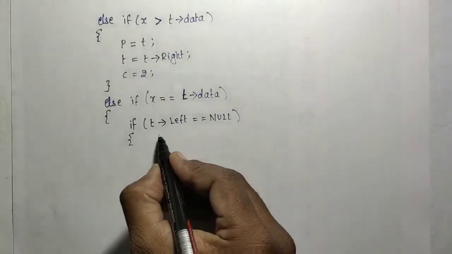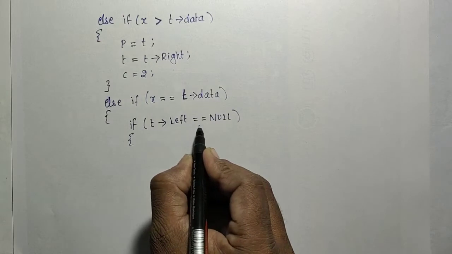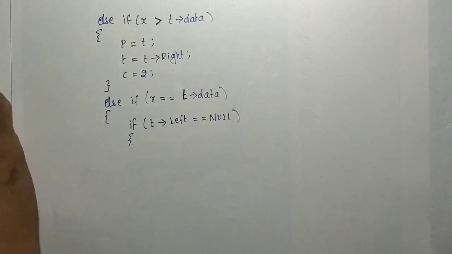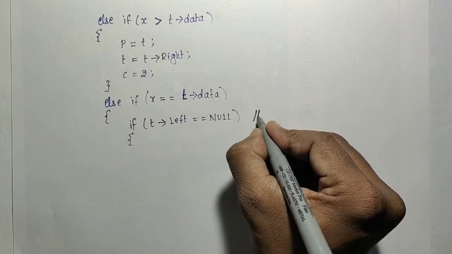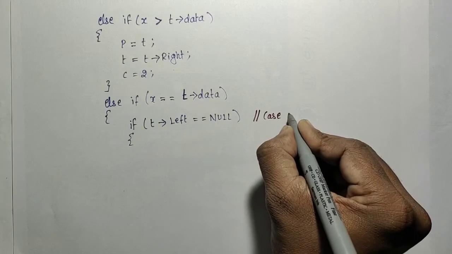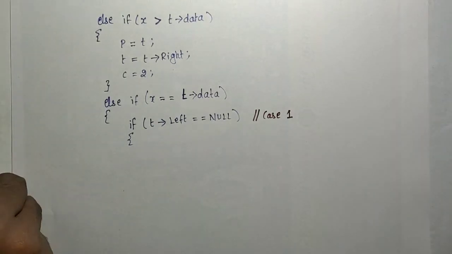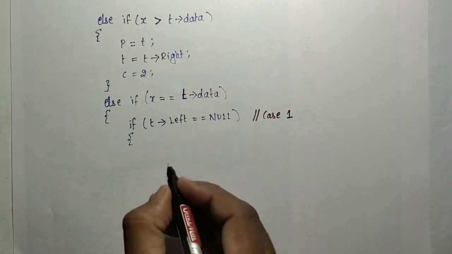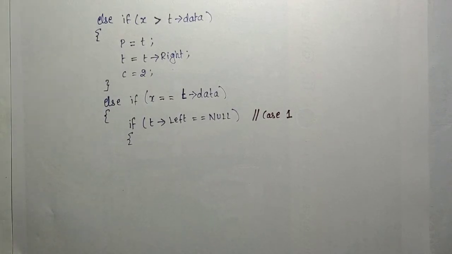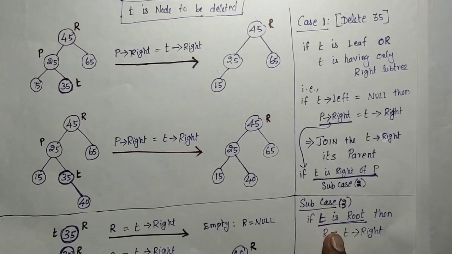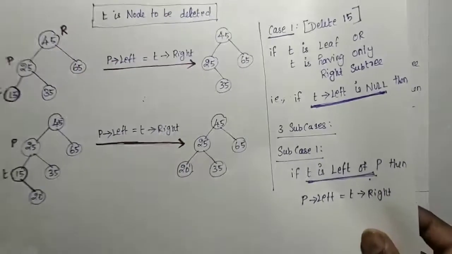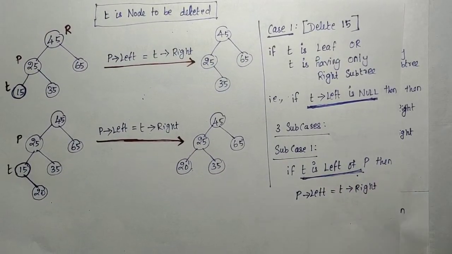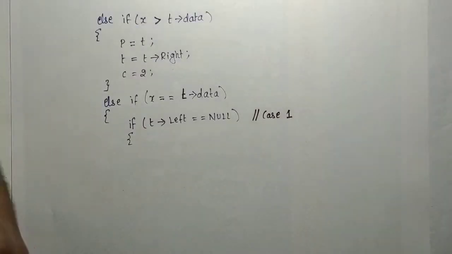Okay, so this is case 1, that is t of left equal to what? That is case 1. So what I need to do is check the 3 subcases. Remember the 3 subcases: if t is a root, or if t is a right of the p, or if t is a left of the p. So that is the 3 subcases. Okay, so we will address one by one.